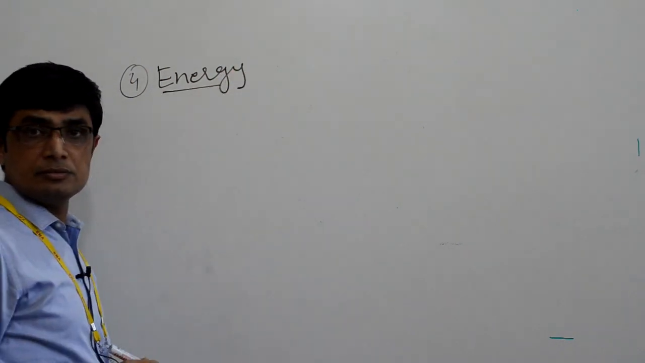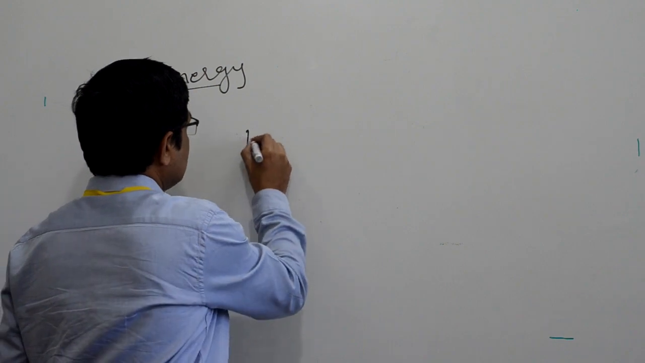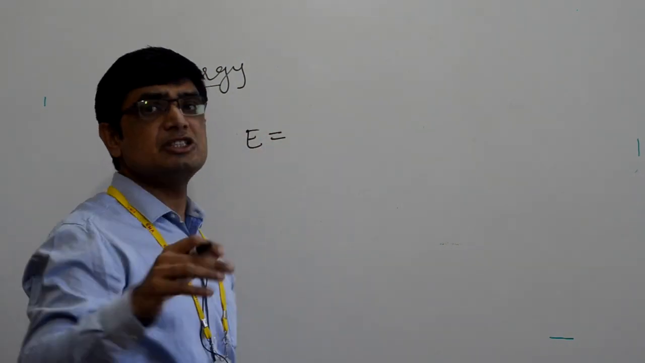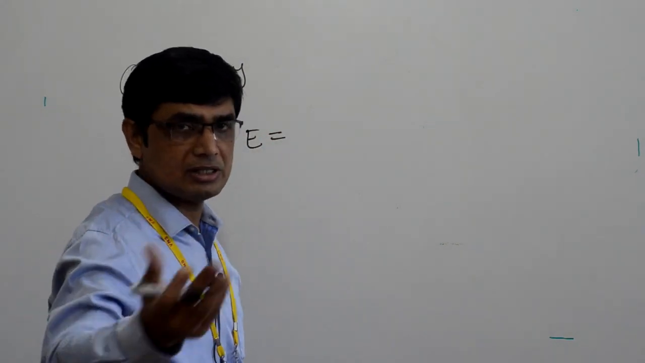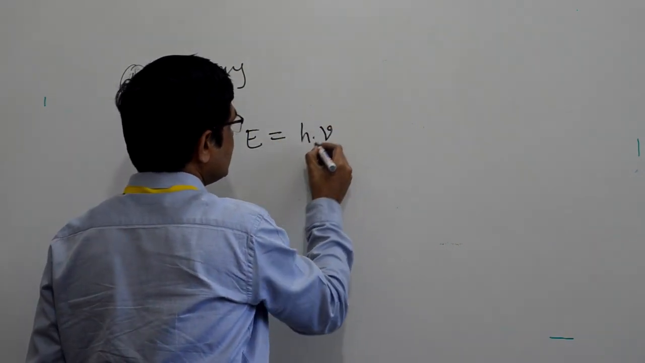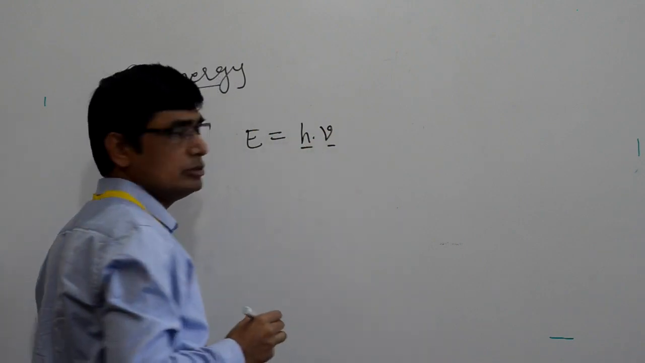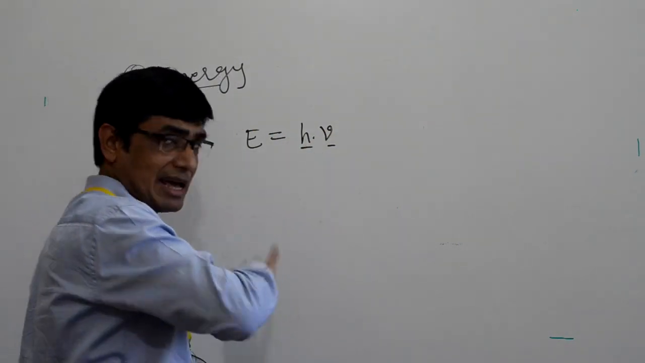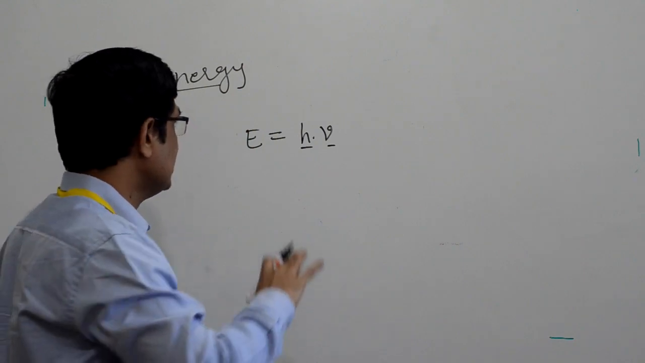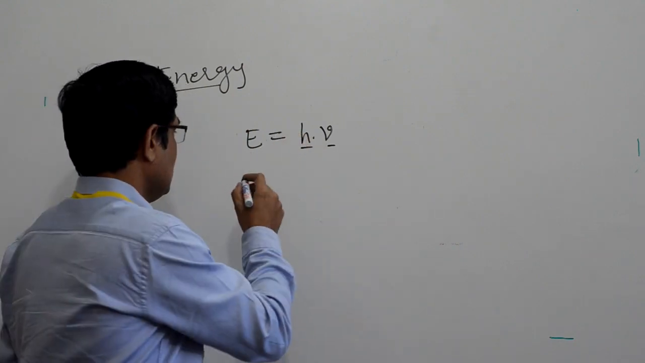That is energy. What is the energy? Energy of light. How can we calculate the energy of light? That is E. E equal to h nu, h into nu. h is the Planck constant, and nu is the frequency.